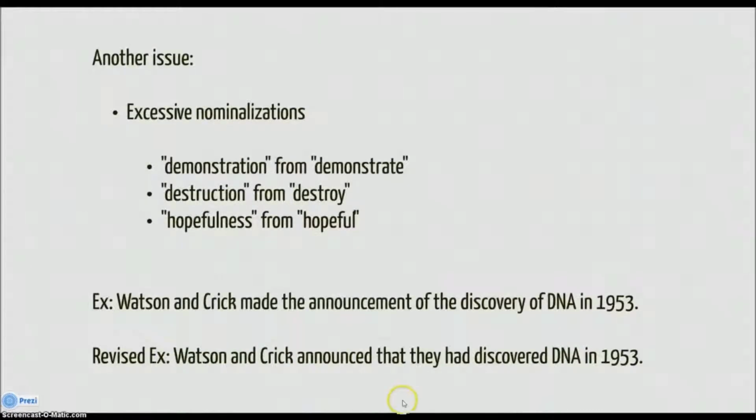Or, if we're not messing around with "is" and "has," another issue you may run into is this excessive nominalization. Well, what is a nominalization? This is when you end up with "demonstration" instead of "demonstrate," or "destruction" instead of "destroy," or "hopefulness" from "hopeful." Look at the sentence. We have "Watson and Crick made the announcement of the discovery of DNA." Well, why not just say "announce they had discovered," right? That's shorter and more to the point, right? And you get rid of these extra "made the," "of the." So those are specific verbs as opposed to nominalizations.